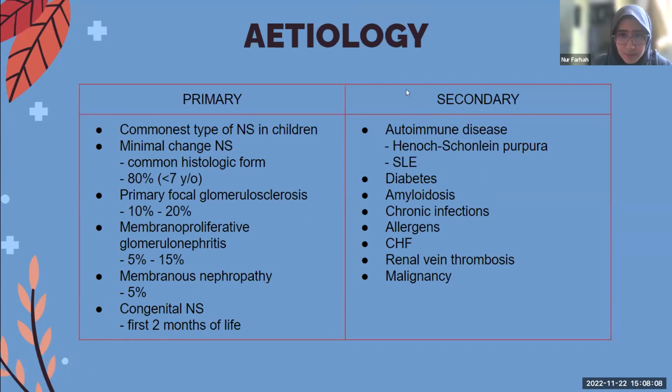For the secondary type, it means that the patient will have an underlying other disease that can lead to nephrotic syndrome. First is autoimmune disease. One of the common autoimmune diseases that can lead to nephrotic syndrome is Henoch-Schönlein purpura and also SLE. And the next one, the patient may have underlying diabetes, amyloidosis, chronic infection, allergens, CHF, which is congestive heart failure, renal vein thrombosis, and also malignancy.